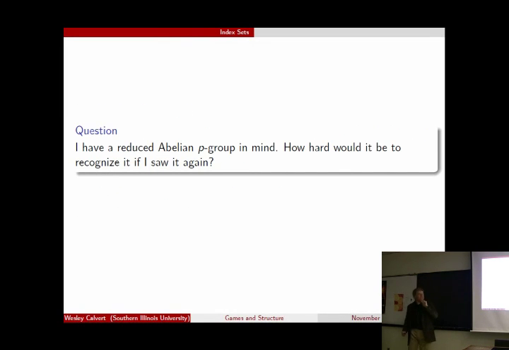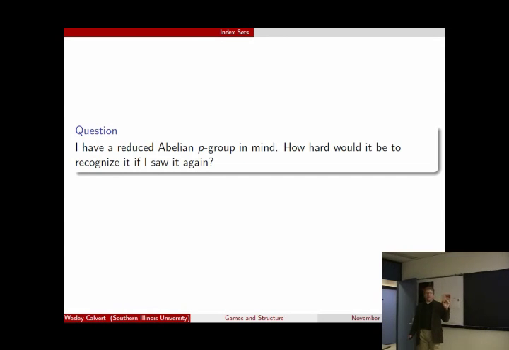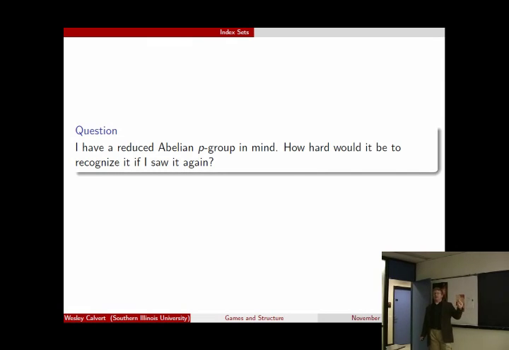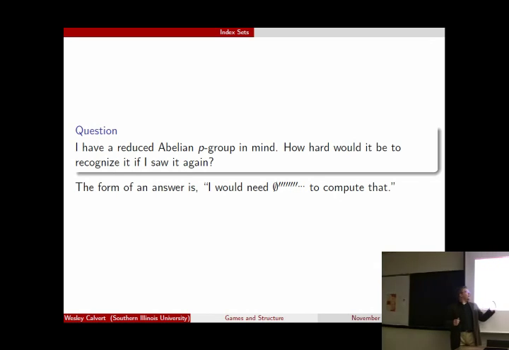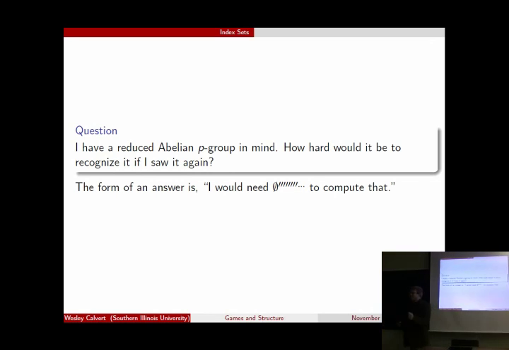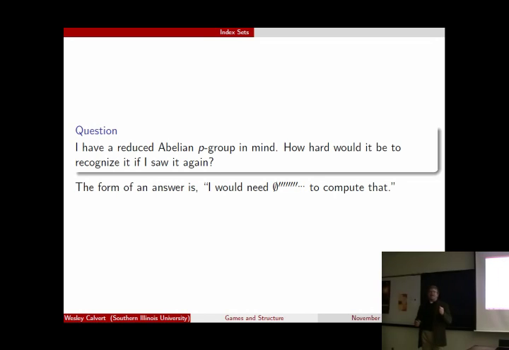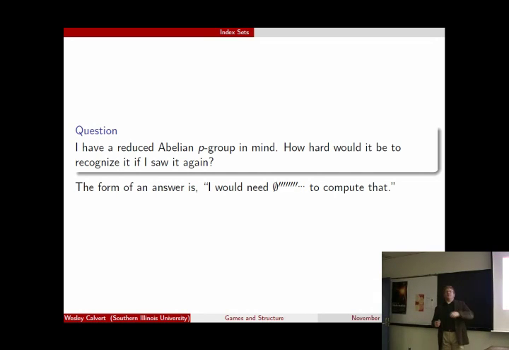So, next test problem. If I have a particular reduced Abelian P group in mind, how hard is it to recognize it if I saw it again? And the right way to say how hard it is, at least in my world, is to say, well, I could recognize it if you gave me 287 jumps. Then I would have a computer powerful enough to recognize it.